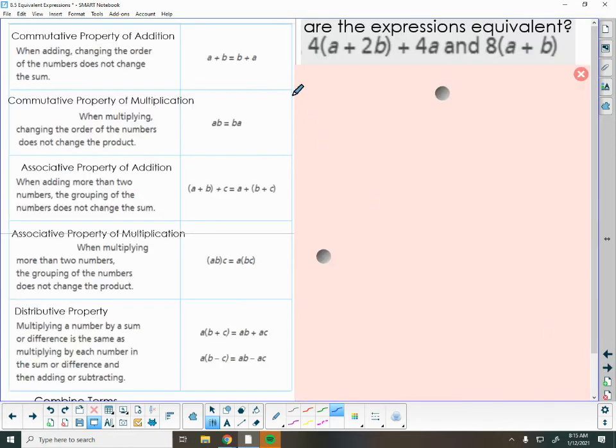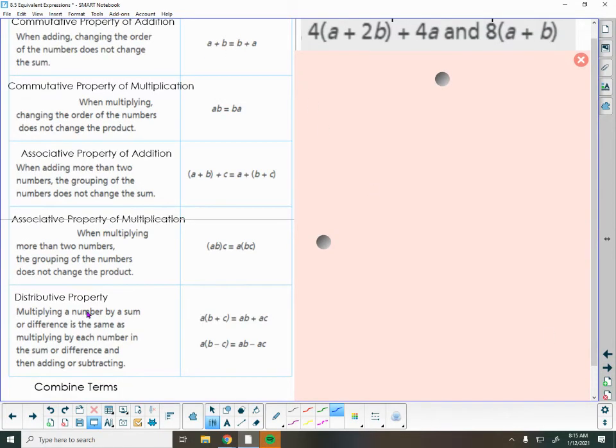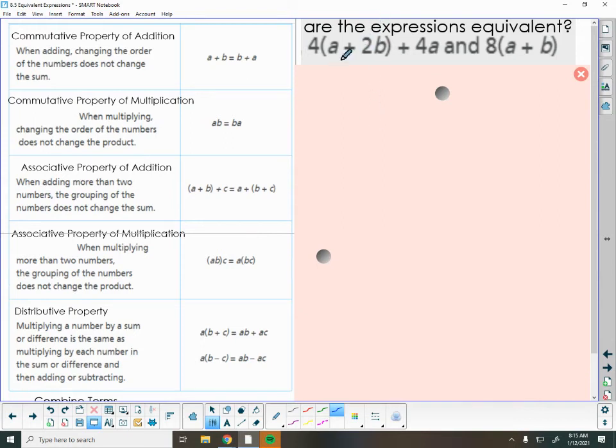So let's try some out here now. So here we have our list of what they are, and we want to decide: is a plus 2b's times 4 plus 4a and 8 groups of a plus b the same? So we're going to start with this first one here. So we have 4 groups of a plus 2b plus 4a, and they turned that into 4 a's plus 8 b's plus 4a. So we need to figure out how did they get from here to here.